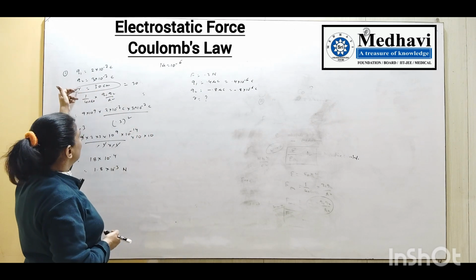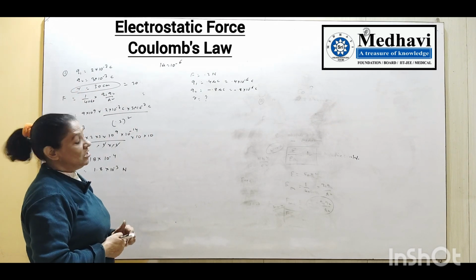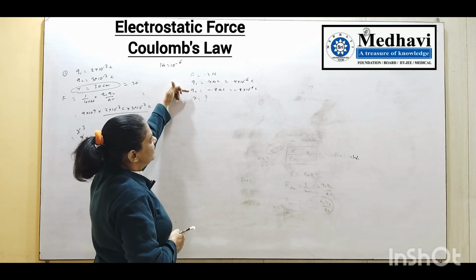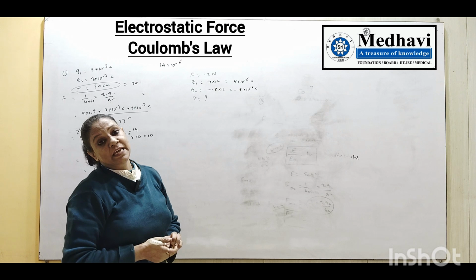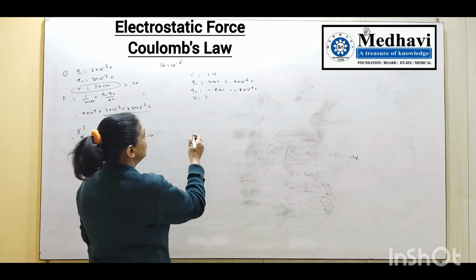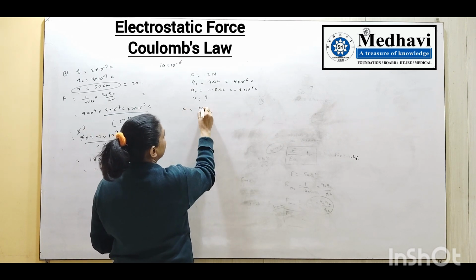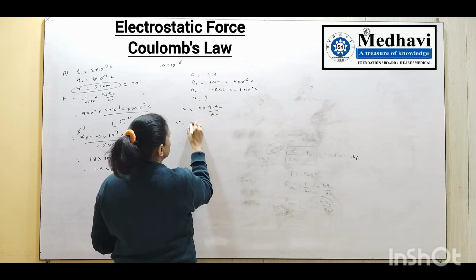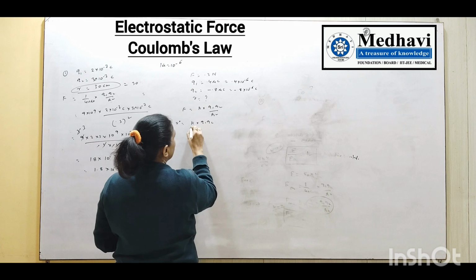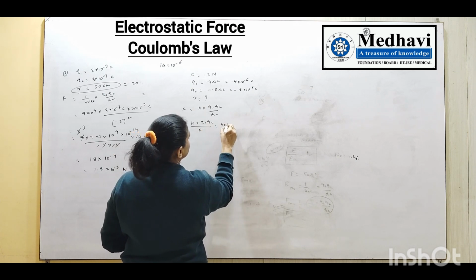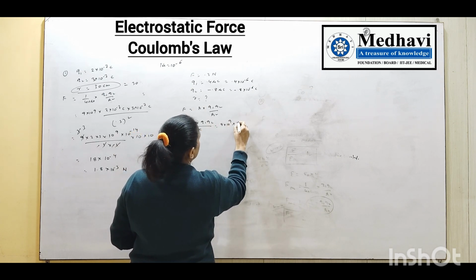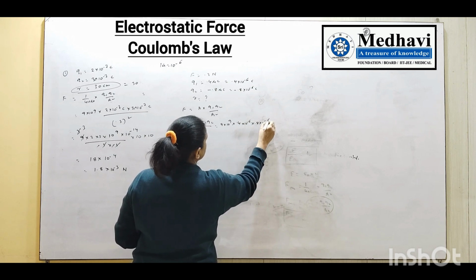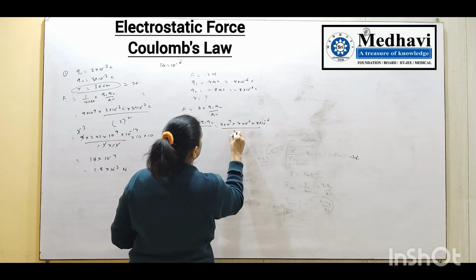For example, in the first question both the charges are positive, so this force will be repulsive in nature. But here one charge is positive and one is negative, so there is a force of attraction between the charges. We can find F is equal to K Q1 Q2 by R square. To find R square, it is K Q1 Q2 by F. Put the values: Q1 is 0.4 into 10 to power minus 6, Q2 is 0.8 into 10 to power minus 6, divided by force 0.2.